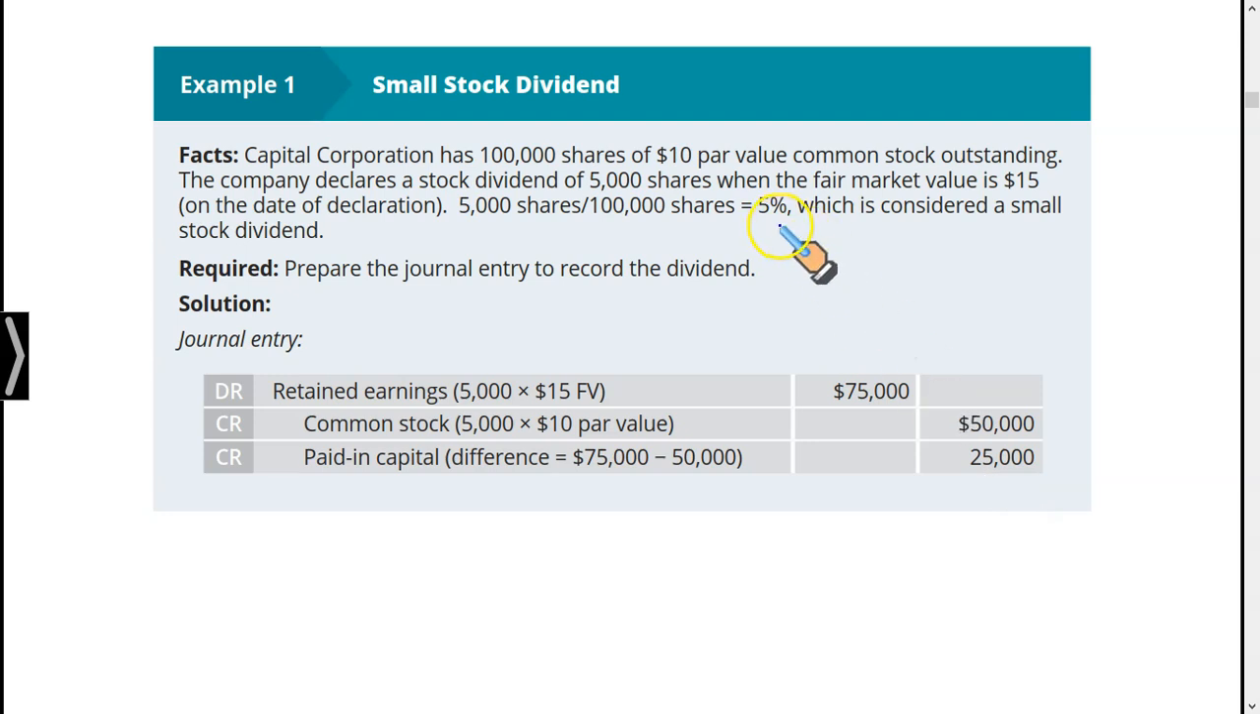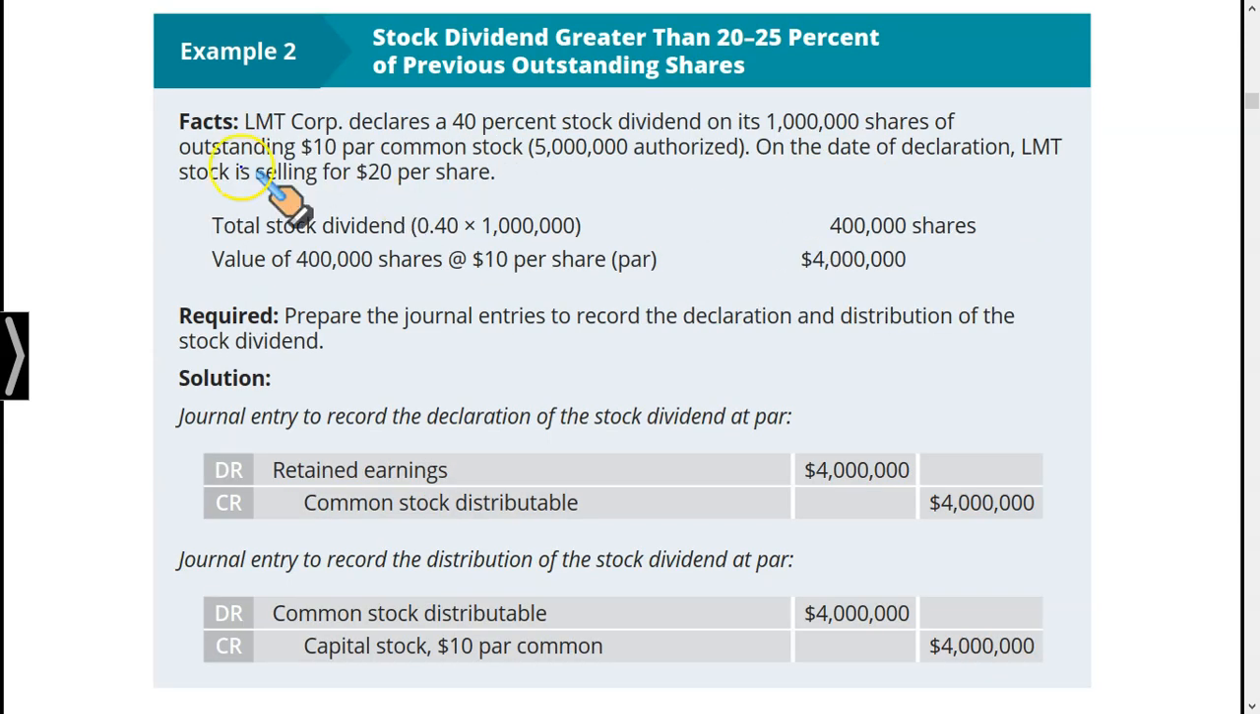What happens when the shares given as a stock dividend are above 20 to 25% of the existing shares? Let me show you. LMT Corporation declares a 40% stock dividend on its 1 million shares of outstanding $10 par common stock. On that date of declaration, LMT's stock market price was $20.